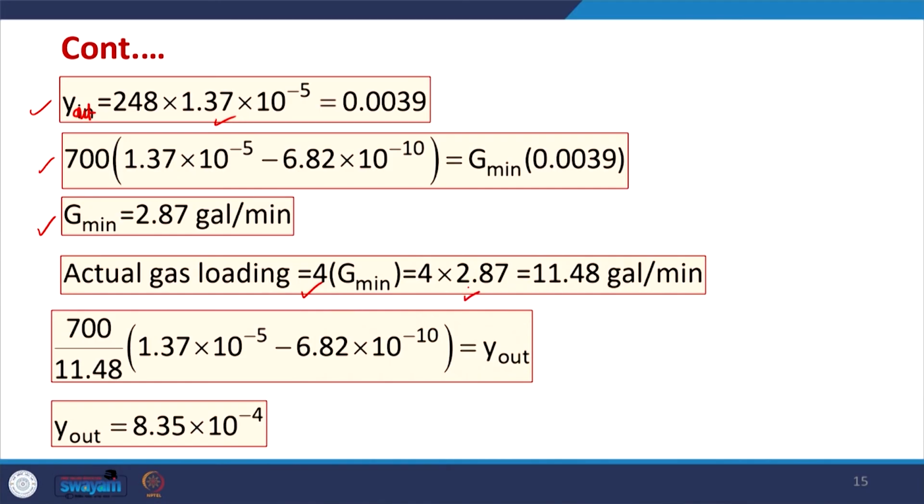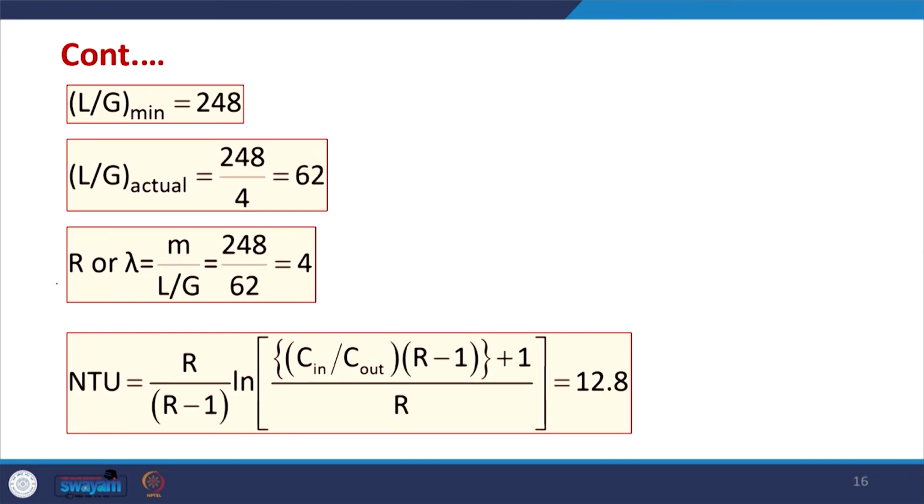So, once we get this we again do the material balance, because the actual is now known here, and from that we can calculate what will be the Y out value we are going to take. So, we have the Y out value and G actual is known to us. So, L by G minimum was this, L by G actual is this, 62, and once this is known we can find out the R value which is given by M divided by L by G.